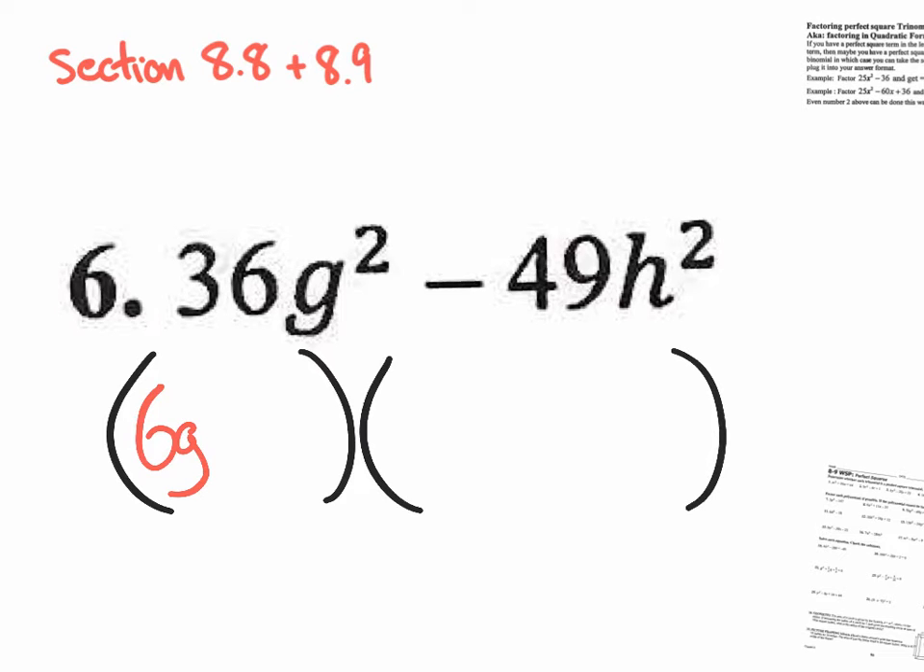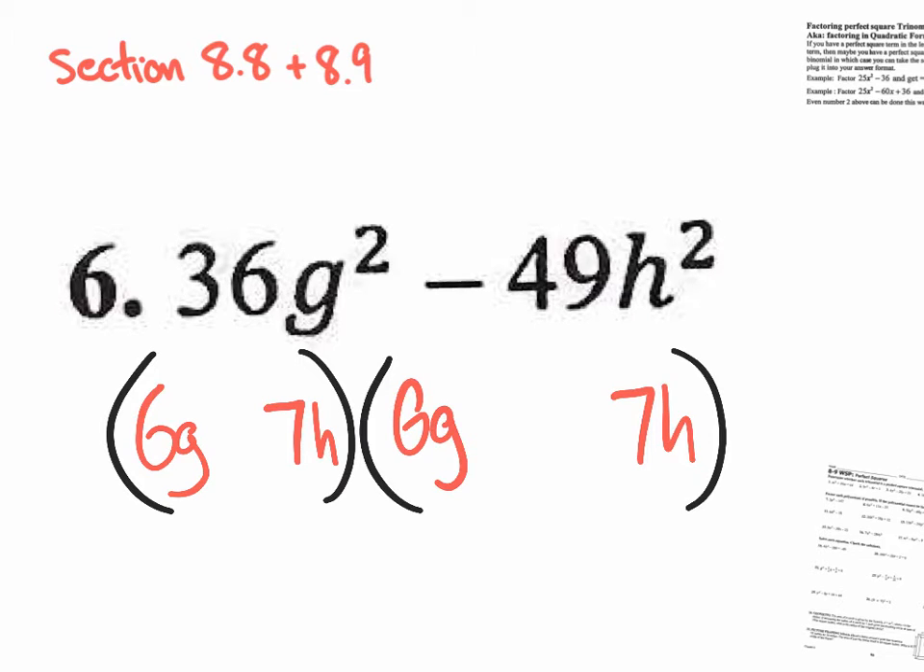6g, right? The square root of 36 is 6, and the square root of g squared is g. How about the square root of 49h squared? 7h. So you put the 7h there, 6g there, 7h there. Now, once again, this is a binomial. That means that the middle terms canceled out.